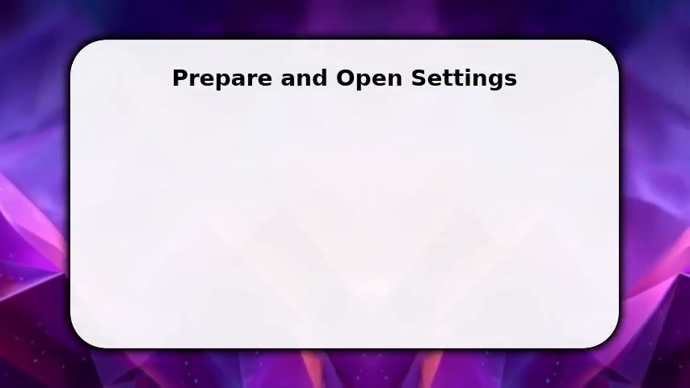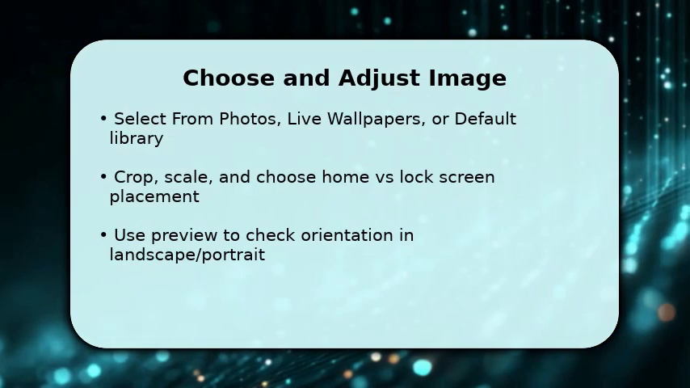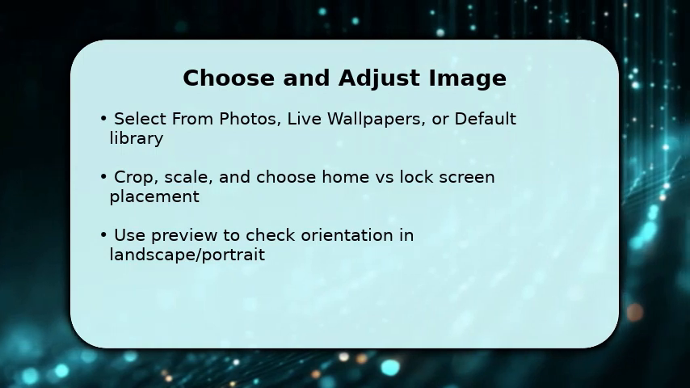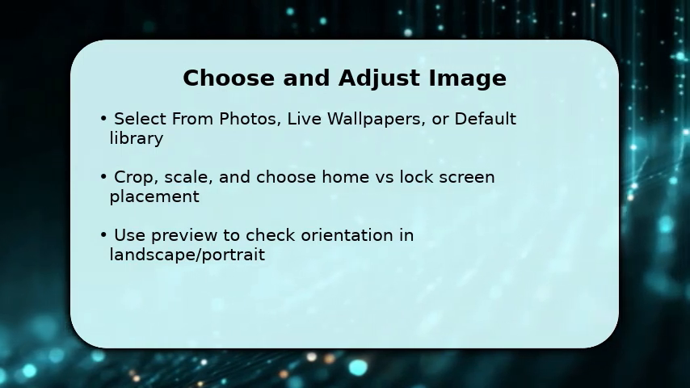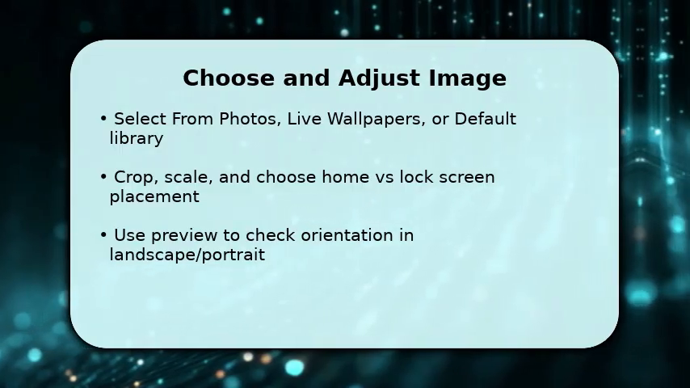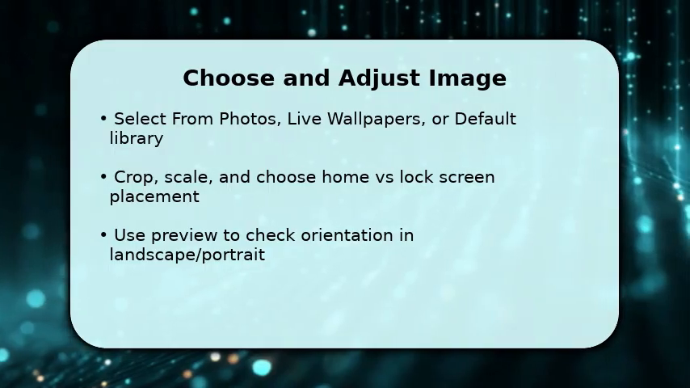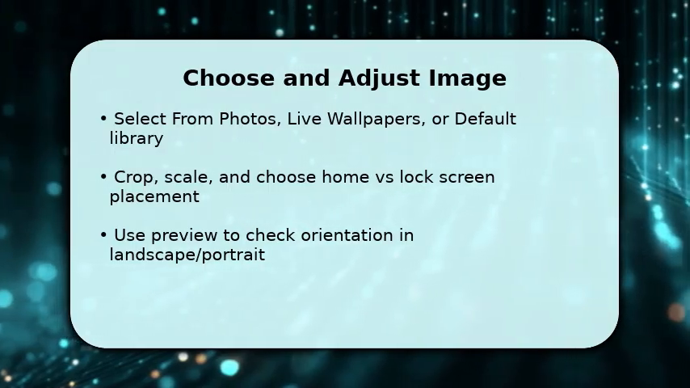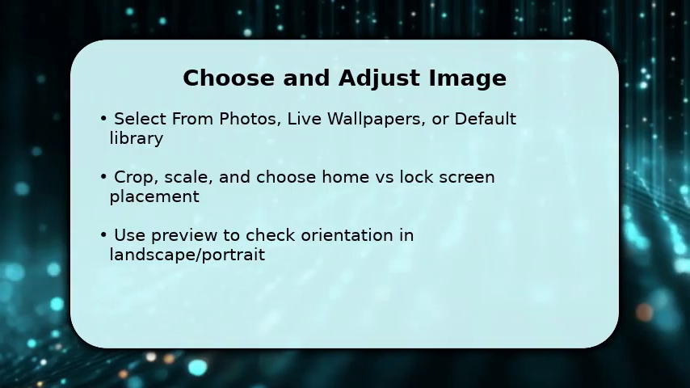Now you pick the image source, photos, live wallpapers, or the default library. You select an image and then use the crop and scale controls to match the T900 Ultra's display. This keeps important elements centered. Make sure to set whether it applies to the home screen, lock screen, or both.